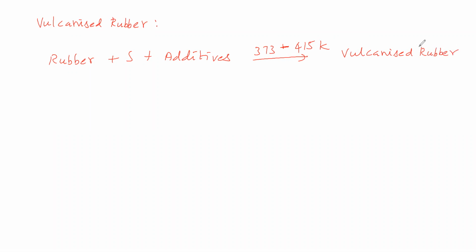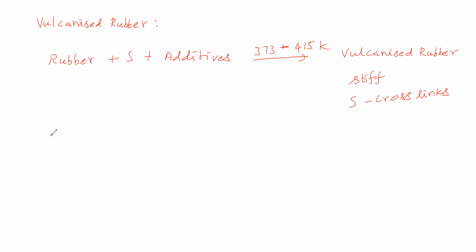This rubber gets stiff due to sulfur crosslinks. This vulcanized rubber has stiffness due to sulfur crosslinks, we can say. So how that sulfur crosslinks will be there in the vulcanized rubber, that we'll see.